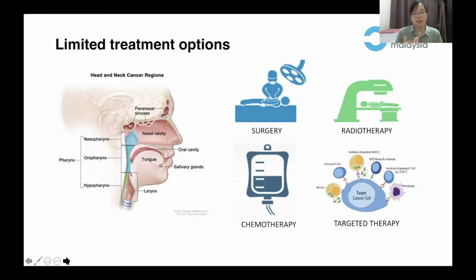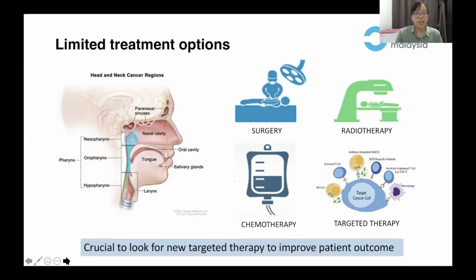And I've just shown you that there are really limited options for this disease. So that's why we think it is very crucial that we look for new targeted therapies to improve patient outcomes in our Asian region.